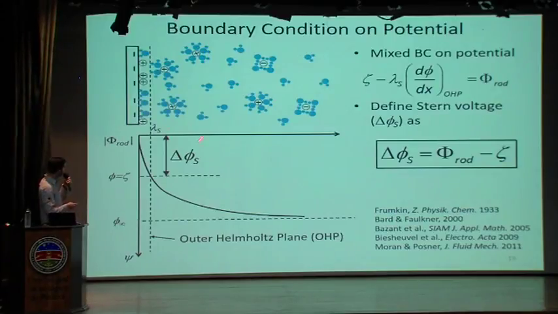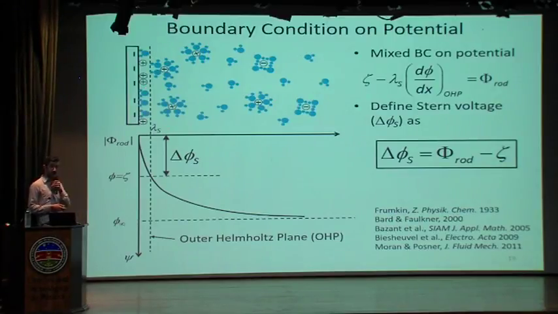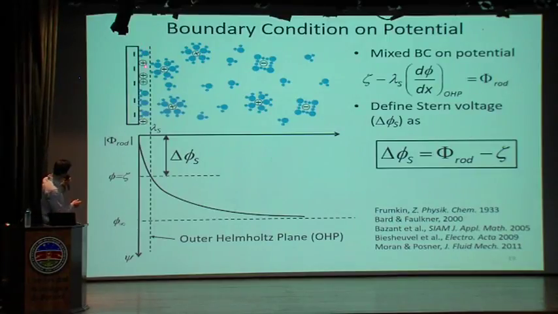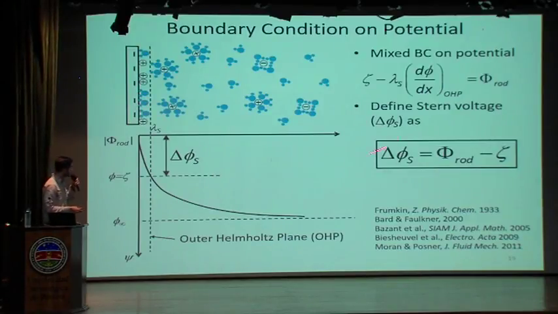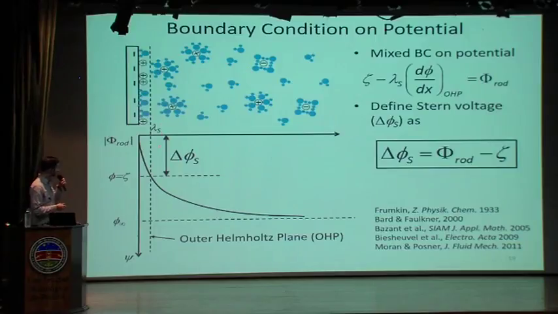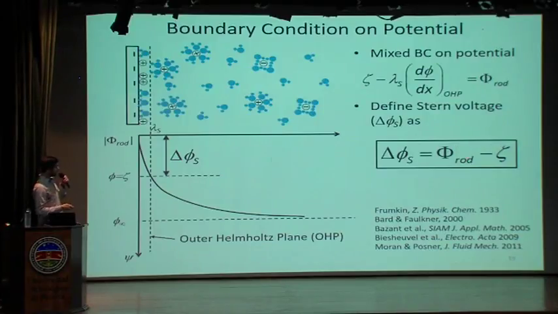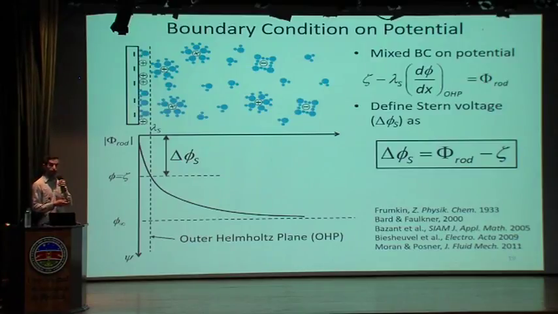Okay. So this diagram hopefully looks familiar. And the basic idea here is that there's a layer of charged ions and water molecules that essentially sticks to the rod. Okay. And so that's called the Stern layer, and it has a thickness of lambda s, only a couple of molecules. And as a result, to describe the boundary, the electric potential distribution, we need this mixed boundary condition.